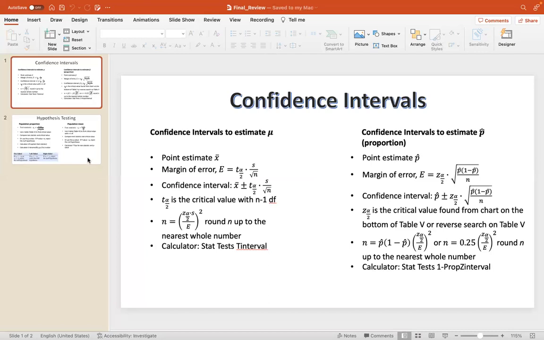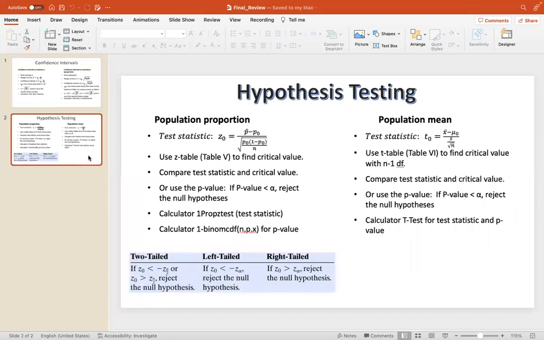One thing I'm going to add to this, I think I might add the inverse norm and inverse t. Next one, and we haven't learned all this stuff yet, but our hypothesis testing, this is also going to help you. And this will also help you for the final review. It breaks down here's for proportions, and here's for means, and here's all of the formulas and what you're looking for. So this is going to be really useful.